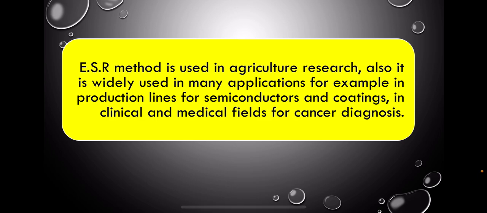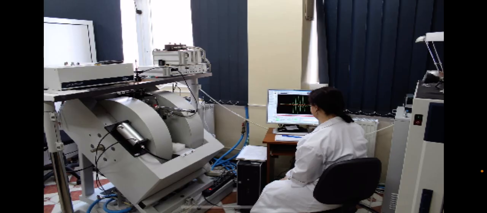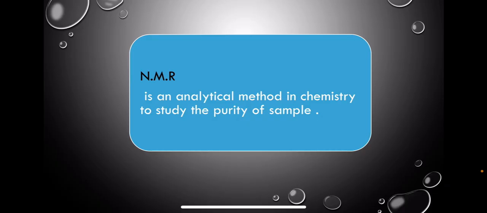Okay, the E.S.R method is used in agricultural research, and it's used widely in the production line for semiconductors, for coding things, and also in the medical field and maybe sometimes for healing cancer. As you can see in this photo, this is the device of E.S.R. Okay, there is another short form similar to E.S.R. It's the NMR. It's an analytical method in chemistry, actually, not in physics. It's to study the purity of a sample.